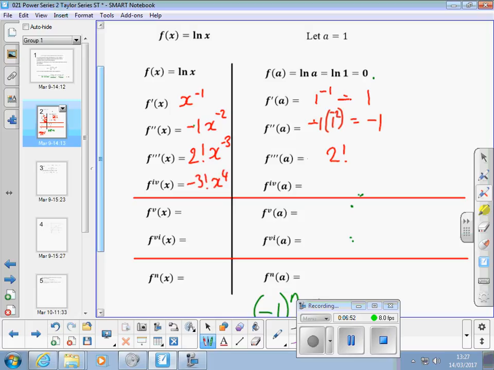Making the result of this just minus 3 factorial. So what are these answers here then? Without doing that side, what are they? Four factorial. Look at the pattern. Minus 5 factorial.